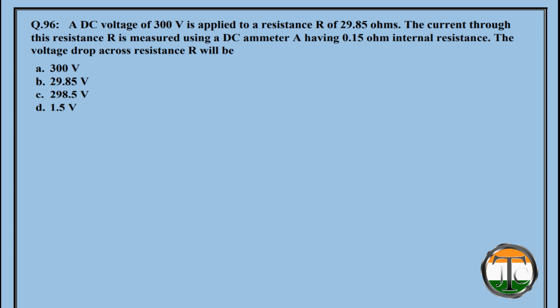So the next question is question number 96. A DC voltage of 300 volts is applied to a resistance R of 29.85 ohms. The current through this resistance R is measured using a DC ammeter A having 0.15 ohm internal resistance. The voltage drop across resistance R will be: option A is 300 volt, option B is 29.85 volt, option C is 29.5 volt, option D is 1.5 volt.